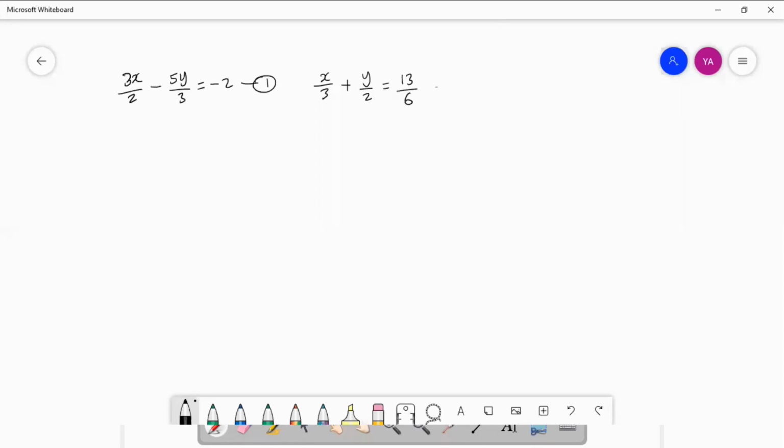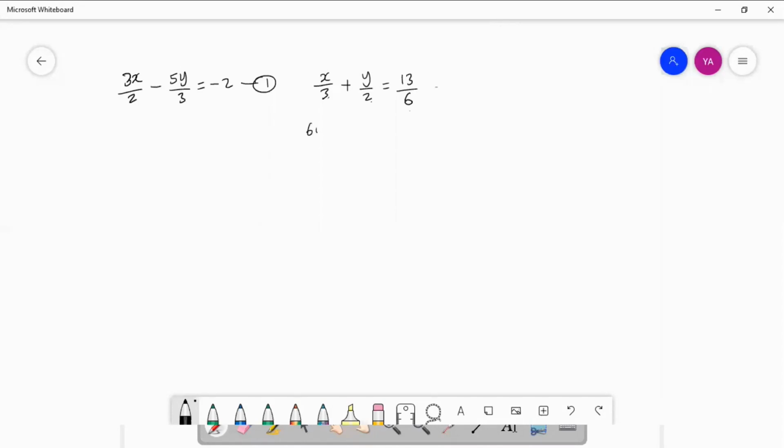Okay, so here the best idea is we can cancel the fractions in the first step. How can you cancel the fractions? You multiply each term by 6, because 6 is the lowest common multiple, LCM, of 3, 2, and 6. So you multiply each term with 6.